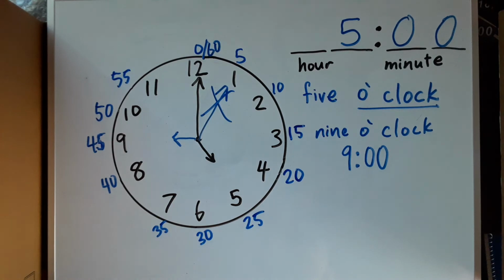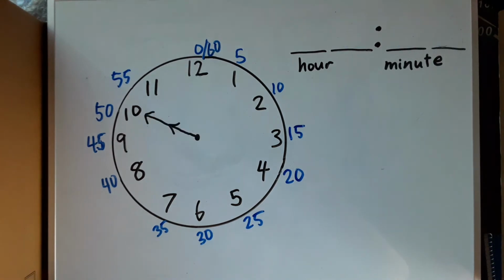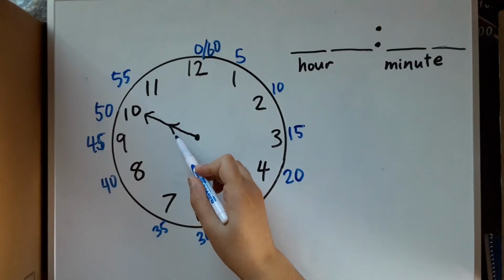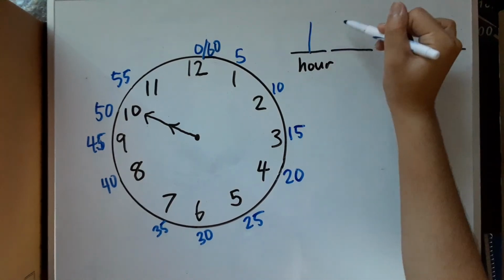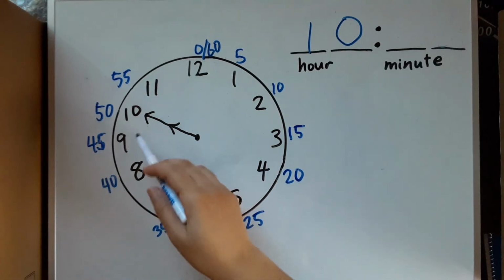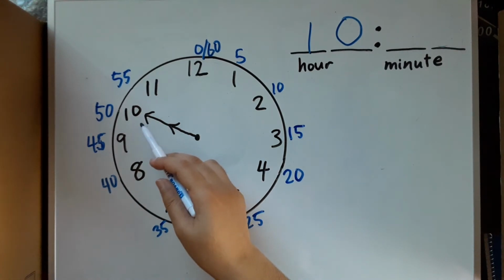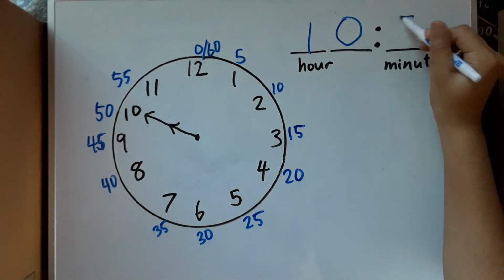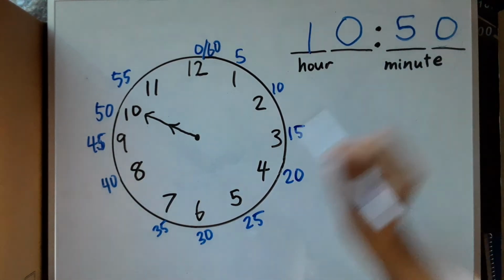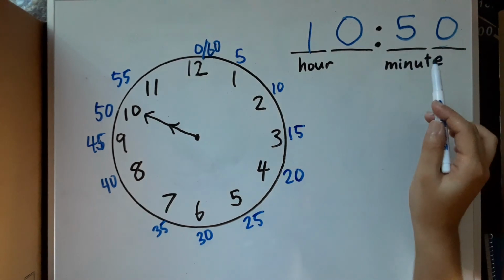Let's do one last example. What if our arrows are both on the same place? There's no need to worry. We just count as we have before. The short arrow, the short hand, is on the 10, which means we have 10 hours. The long hand is also on the 10, but we know that's 50 minutes. So we would write that as 50. So we have 10:50 as our time.